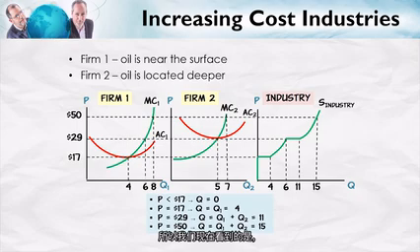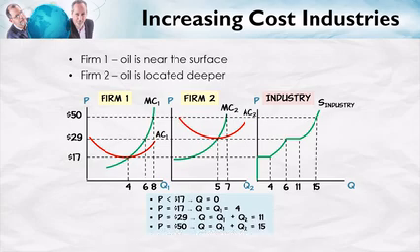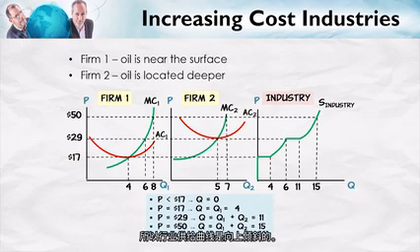So what we see here is that the industry supply curve is upward sloping because the cost curves of these firms are different. In order to attract more firms into this industry, the only way we can do that is by attracting higher cost firms. So the industry supply curve is upward sloping.